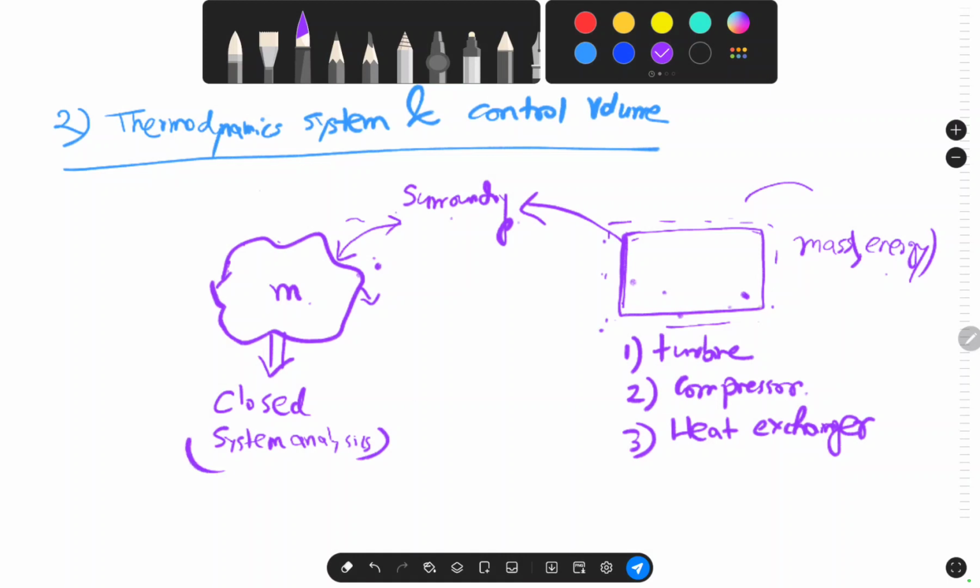This can be both closed and open system analysis. Here one thing is that if there is no interaction between the system of interest and the surroundings, then that system is called an isolated system. That is also an important thing.